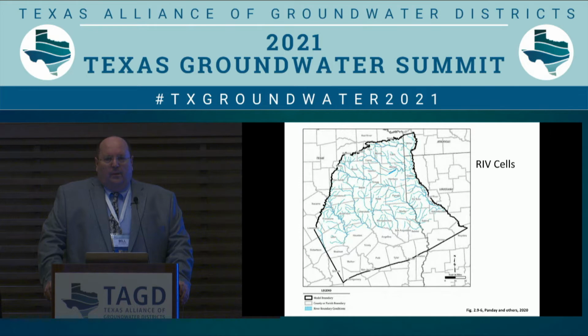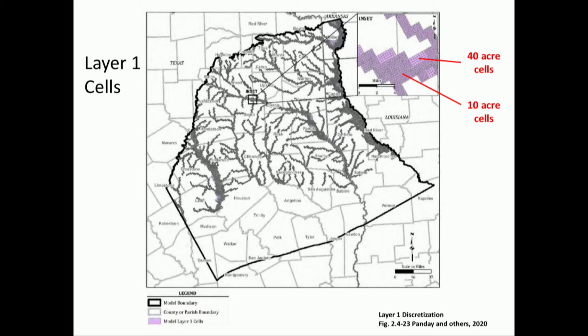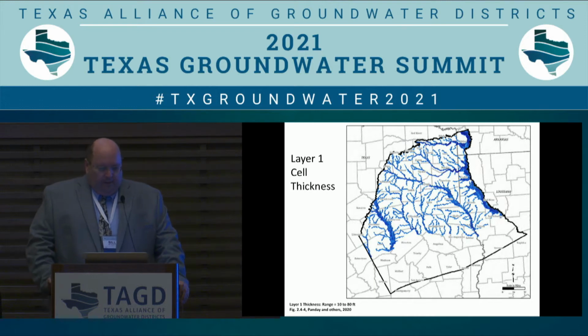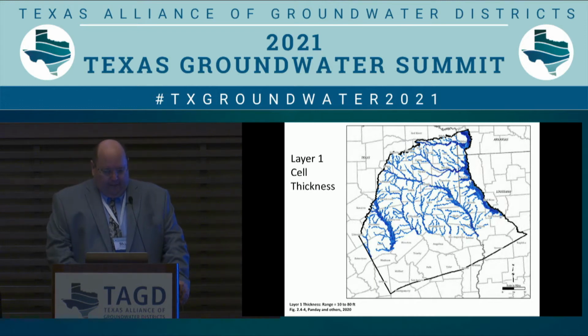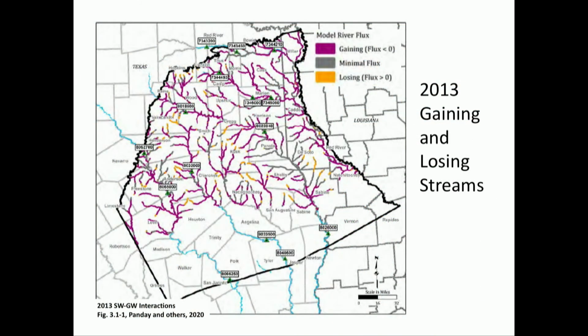So here we see how all the river cells that we use follow the drainages. And so we created a top layer that's just the alluvial layers that are on the order of 50 feet thick. And you can see the nested grid there in the upper right, where in the areas of the streams, they're 10-acre cells, and they grow to 40 acres and larger as you move away from it. So here we're seeing the thickness of the alluvial layer between 10 and 80 feet. And we can see what areas are gaining and losing streams based on the model output.